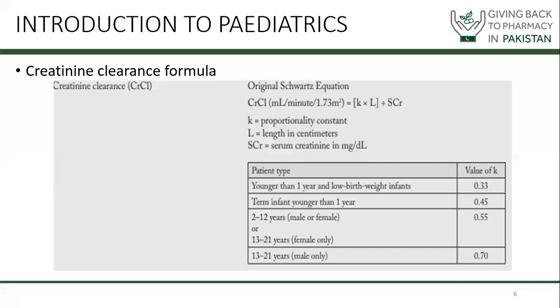It is used for preterm, term, till 18 years of age. So the creatinine clearance formula is K, which is a constant, multiplied by the length of the baby, divided by serum creatinine. And the K, the proportionality constant, varies. If the patient has a very low body weight, then the value is 0.33. And if the baby is term and less than 1 year, then the value is 0.45.